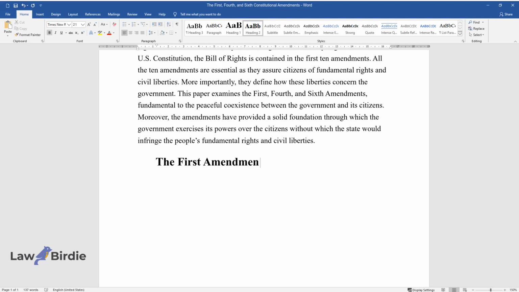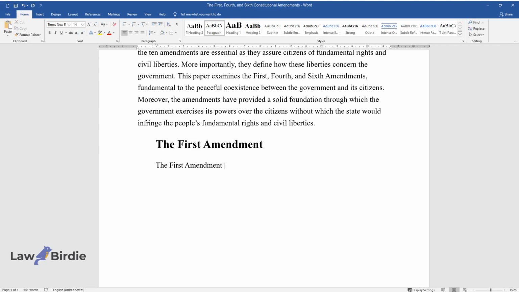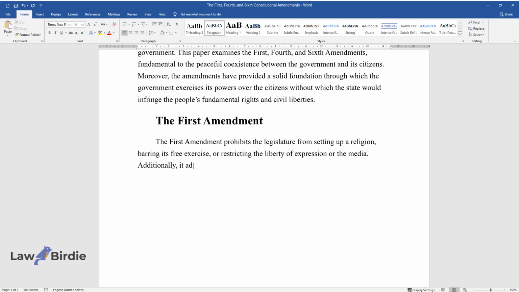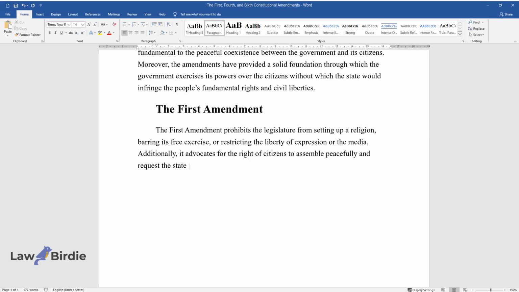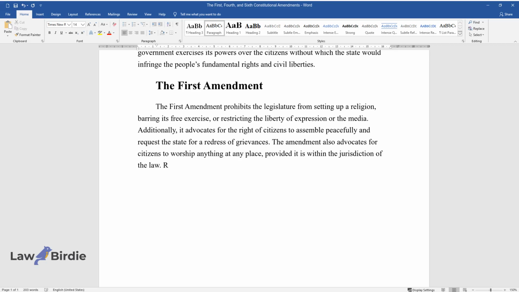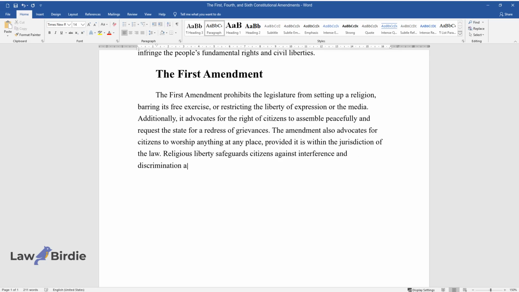The First Amendment. The First Amendment prohibits the legislature from setting up a religion, barring its free exercise, or restricting the liberty of expression or the media. Additionally, it advocates for the right of citizens to assemble peacefully and request the state for a redress of grievances. The amendment also advocates for citizens to worship anything at any place, provided it is within the jurisdiction of the law. Religious liberty safeguards citizens against interference and discrimination against one's chosen ground of faith.